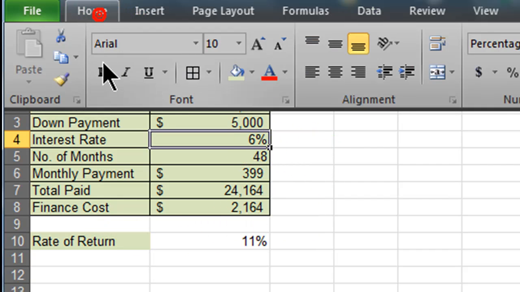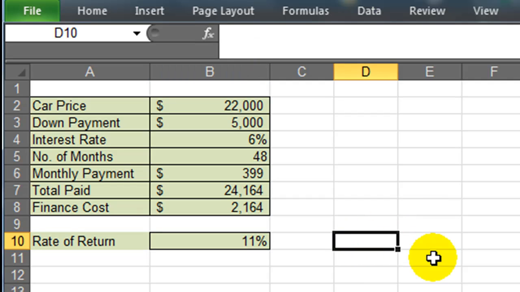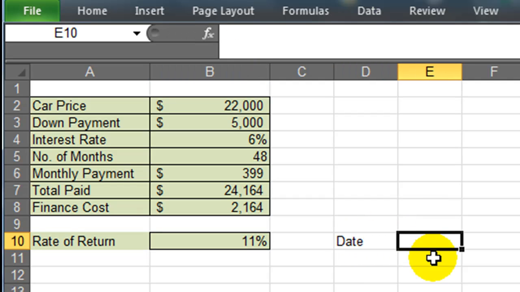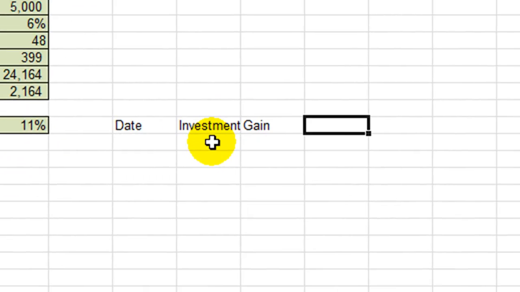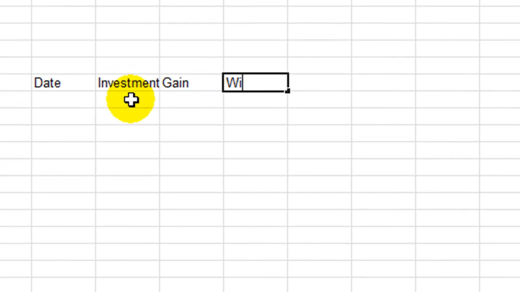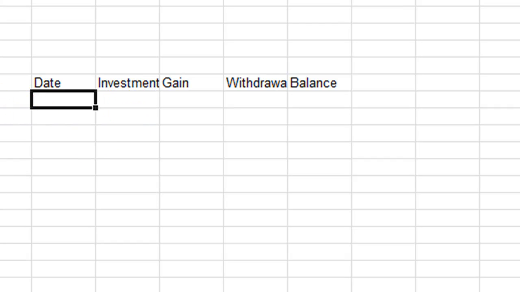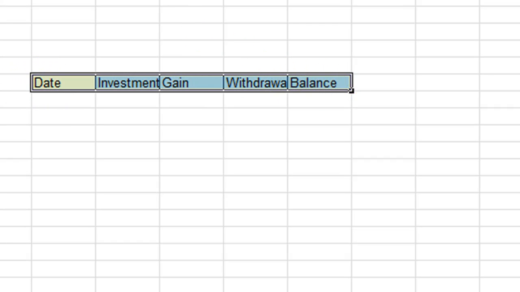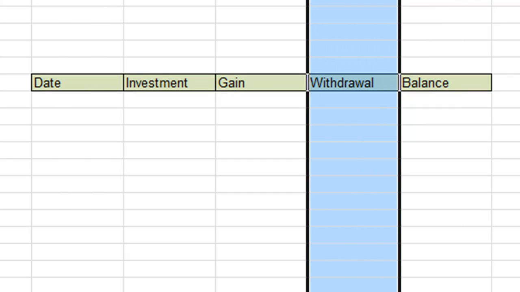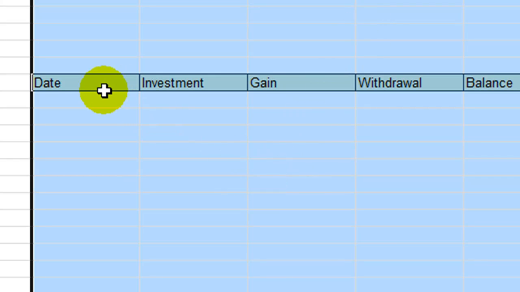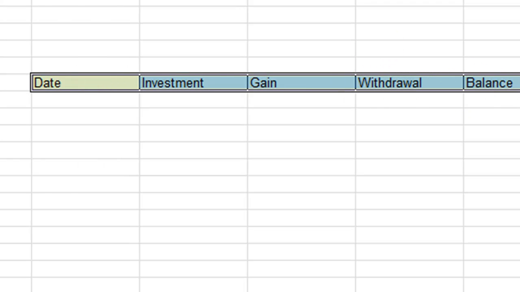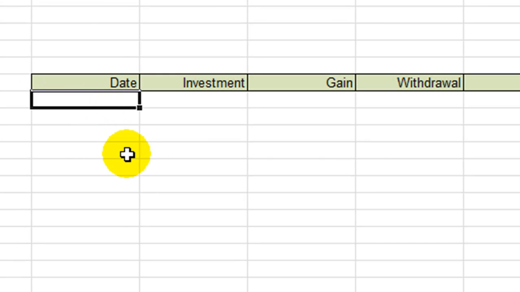And let me just do a little formatting. Emphasize that. Now off to the side, I'm going to keep track of the date, our monthly investment, the gain from each month, any withdrawal, and our account balance. There we go. And let's see, I will grab one of these cells, format painter. Let's format those. Make them a little bit wider. Excellent. Take those, align them to the right since they're going to be containing a lot of numbers anyway.